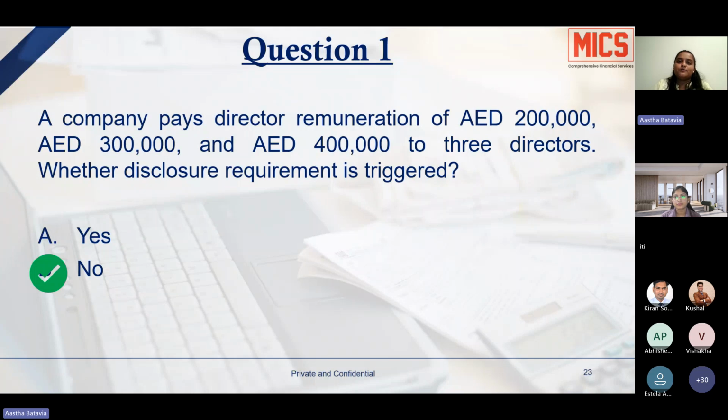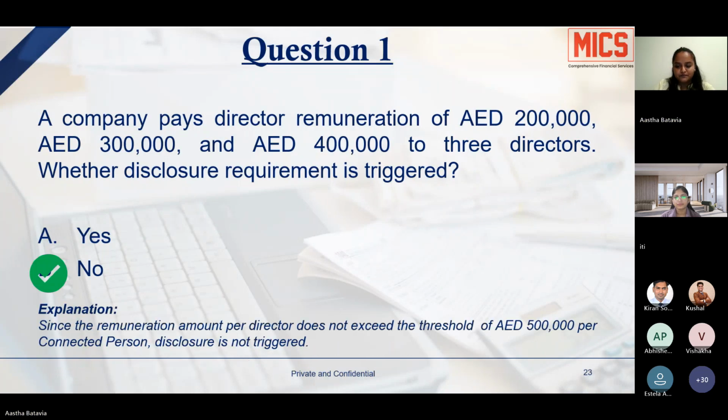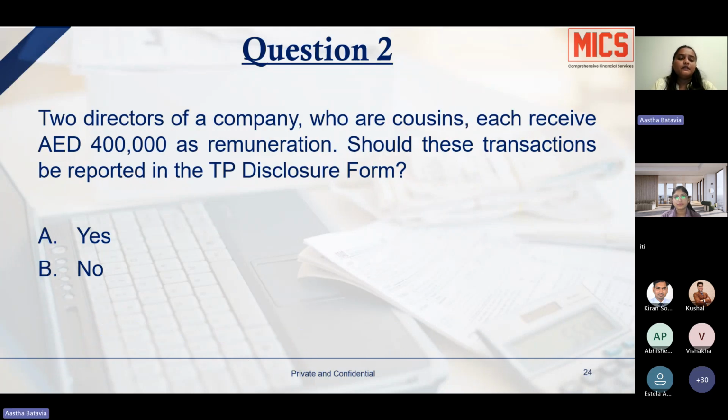Let's have another question. There are two directors of a company who are cousins. Each is receiving AED 400,000 as director remuneration. Should these transactions be reported in the TP disclosure form? Please let us know in the comment section.